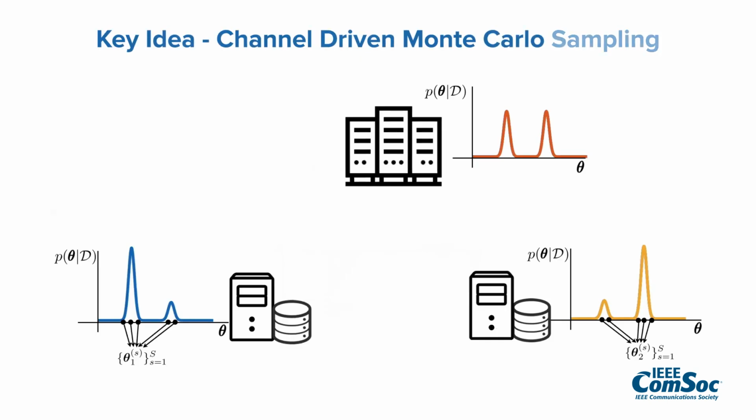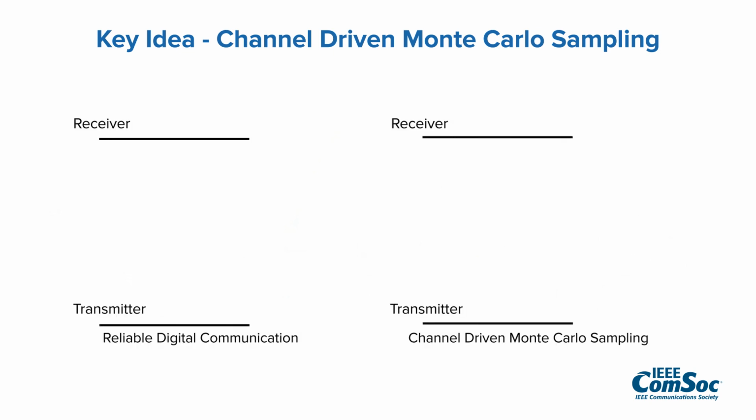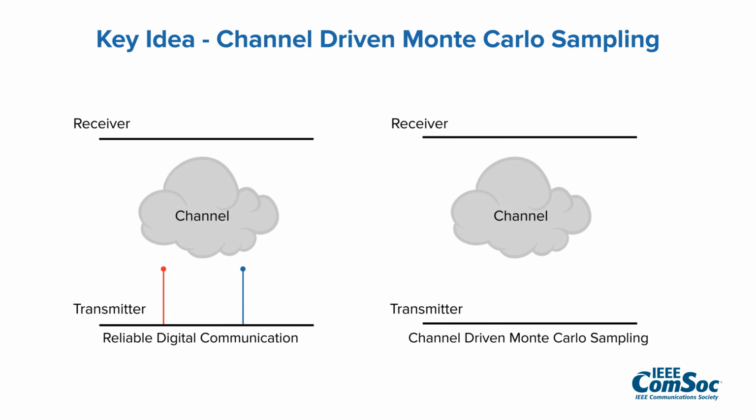When devices communicate the local posterior to the server, which is represented by these samples, it is synergistic with communication on noisy channels, and we call it channel-driven Monte Carlo sampling. In conventional digital communication, where the transmitter aims to send a digital message, let's say 1 bit as an example, at the receiver side, the conditional distributions of the received sample should be separated enough such that the receiver can tell which bit was encoded by the transmitter. This is often tackled by channel coding to mitigate the noise.